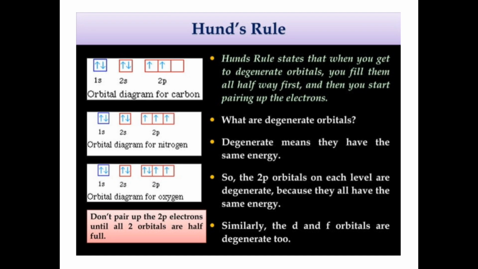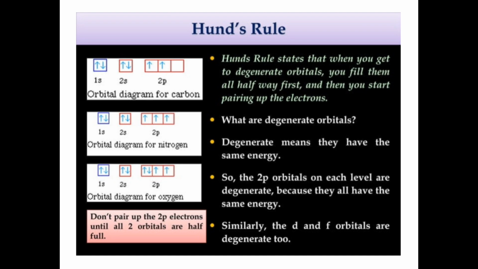Degenerate orbitals means that they have the same energy level. For instance, you have the 1s, the 2s and the 2p. You have the p degenerate. So the 2p orbitals on each level are degenerate. They all have the same energy level as one another. Then the d and f orbitals are also degenerate. They also have their own degenerate sets too.